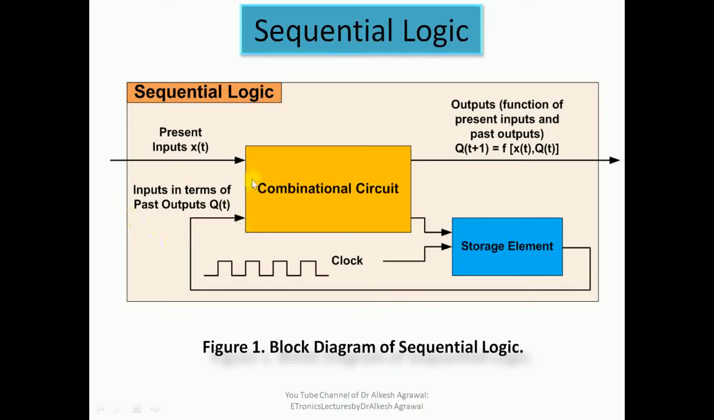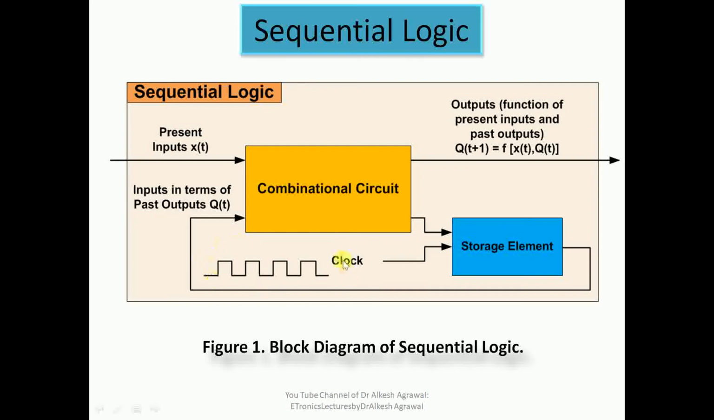Now how these values are coming, if you see this diagram carefully: when you give a certain present input, certain outputs are generated and stored in this storage element, which has the capability of retaining the information. That information again goes back as input. So from here we have inputs in terms of the past output of this logic circuit. Therefore in sequential logic, what is important is that the output depends not only on the present input but also on the past output, as explained in this diagram.